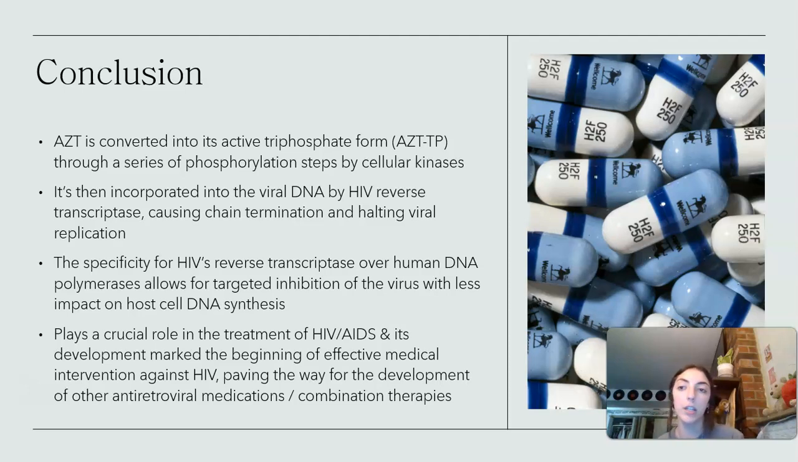In conclusion, AZT is converted into its active triphosphate form through a series of phosphorylation steps by cellular kinases. It's then incorporated into the viral DNA by HIV reverse transcriptase, causing chain termination and halting the replication of the virus. It has specificity for HIV's reverse transcriptase over human DNA polymerases, which allows for targeted inhibition of the virus with less impact on the host cell DNA synthesis.